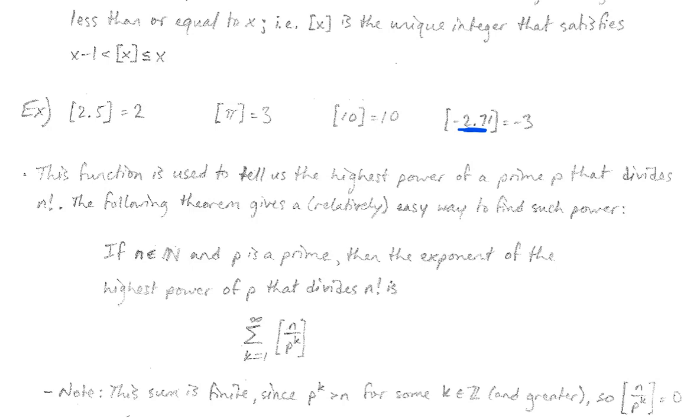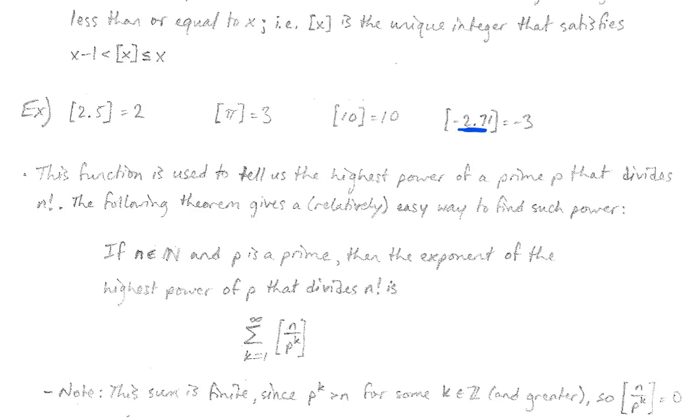Now, the formula says that the sum is not finite. However, in reality, this actually is a finite sum. And the reason why that is, is because you have a fixed value for n, you have your prime p, and then you're raising your k value. You're raising the power on that prime p.